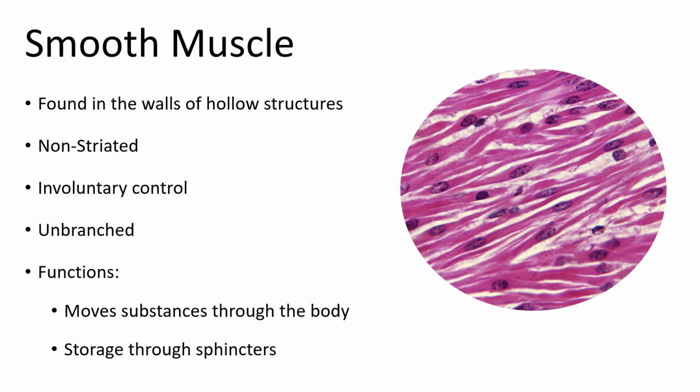The main function of smooth muscle is to move substances throughout the body, whether this be the contraction of muscular layers of the stomach to break down food into chyme, or contraction of these muscles within the urinary system to allow urine to flow from the kidneys through the ureter to be stored in the bladder.